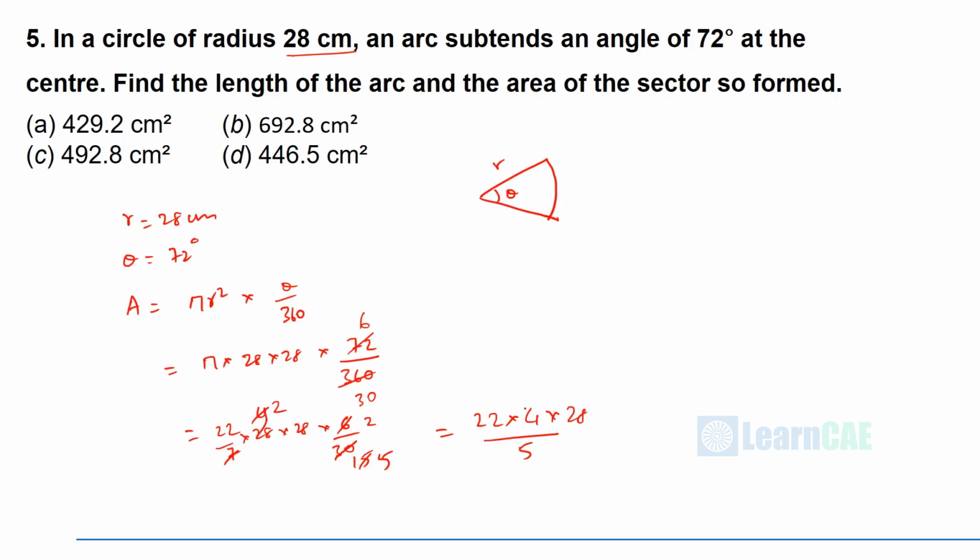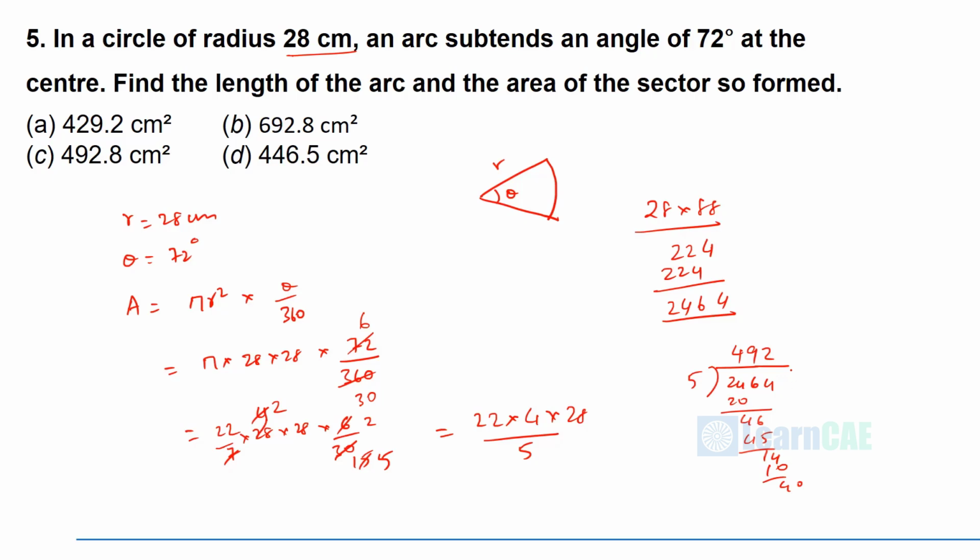So we will multiply this. 22 into 4 is 88. So 28 into 88 is equal to 8 8s are 64, 6, 2 8s are 16, 16 plus 6 is 22. So it is 2464. We have to divide by 5. 2464. Okay. 4 5s are 20. 5 9s are 45. 2 5s are 10. So the answer is 492.8 centimeter square.